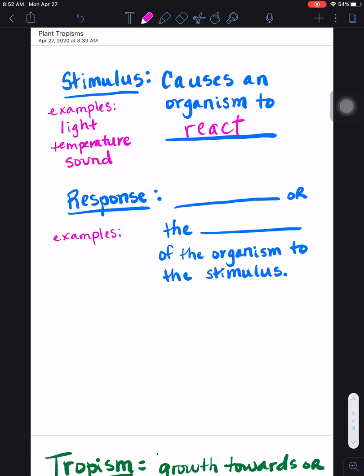A response, you can say it in one word. It's called a reaction. But if you want to be more specific, you could say the reaction of the organism to the stimulus. Okay, so some examples. Think about how an organism would respond if the temperature was not what they are used to feeling. If it's cold, their response is they may get goosebumps. Or they put on a jacket, they put their hoodie on, whatever it may be. If someone is hungry, their stomach growls. That's a reaction.